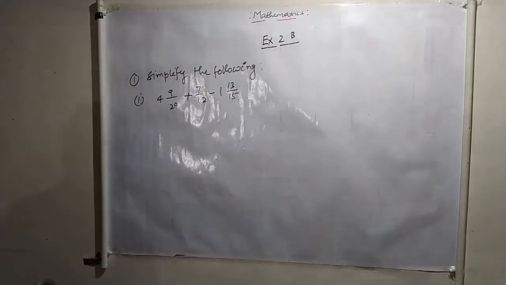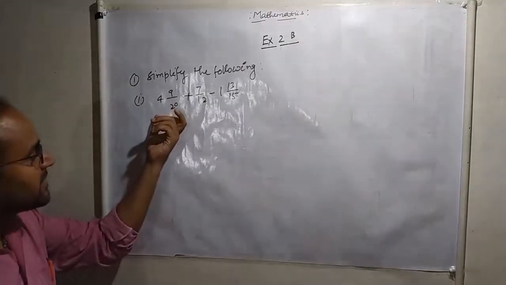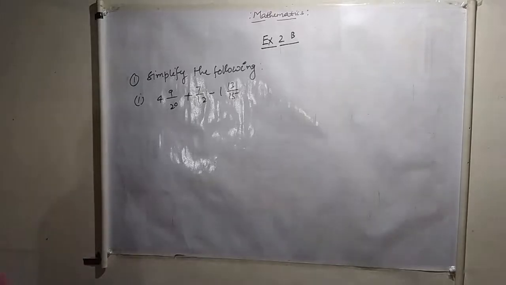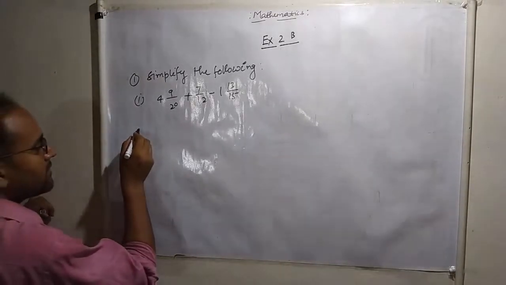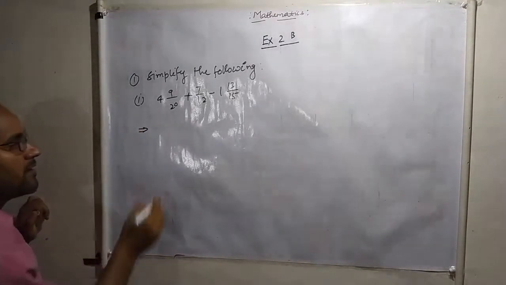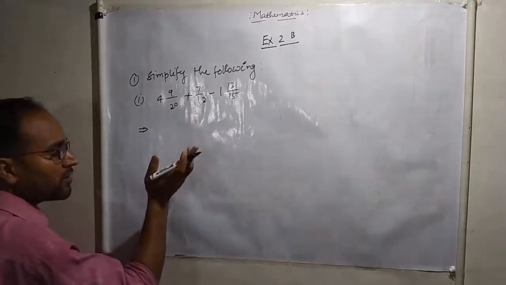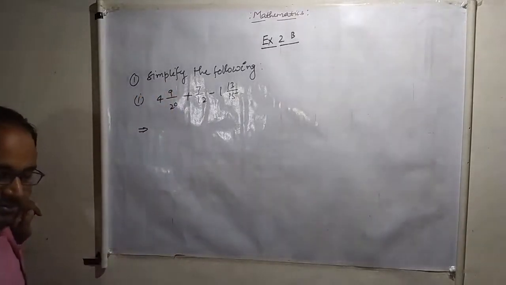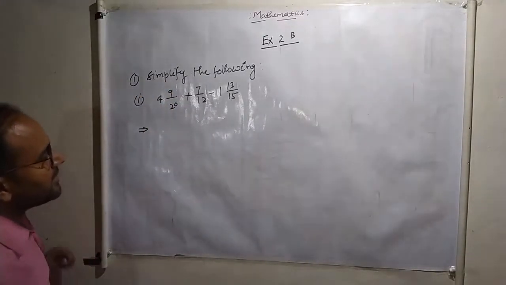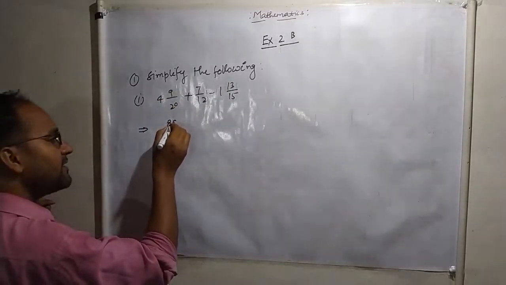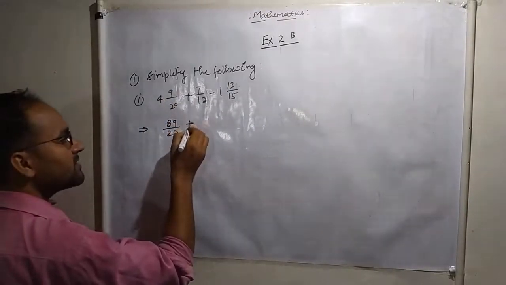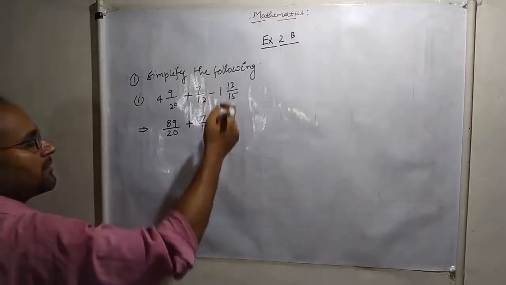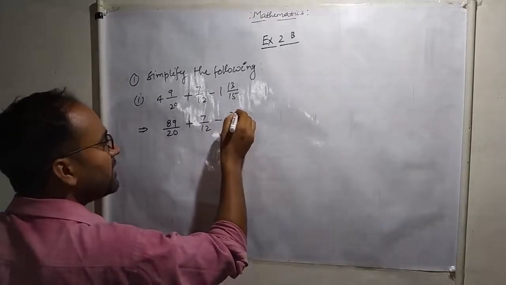So I told you that if it is given in mixed fraction, change it into improper, and then you will do your things. So first I am going to change it into improper. How do you change it into improper? 20 is multiplied by 4 and then add 9. So 20 4s are 80, 80 plus 9, 89 upon 20, plus 7 upon 12, minus 15 ones are 15 and plus 13, 28 upon 15.